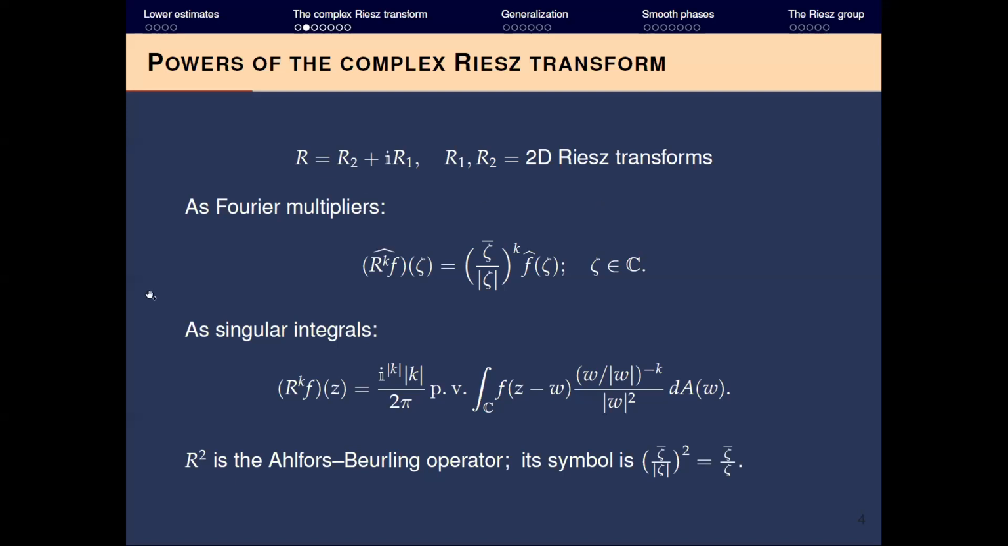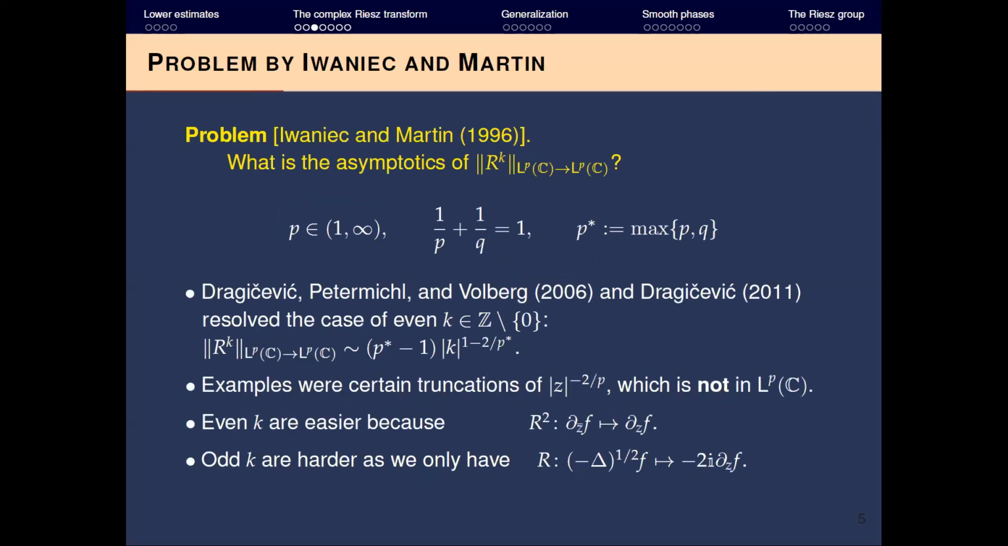Well, first, the square of R is the well-known Ahlfors-Beurling operator, because if you square this symbol, you get zeta bar over zeta, which is just the symbol of the Ahlfors-Beurling operator. But it turns out that this complex Riesz transform is even more important, because Iwaniec and Martin, in their paper from 1996, studied a bunch of nice higher dimensional objects.